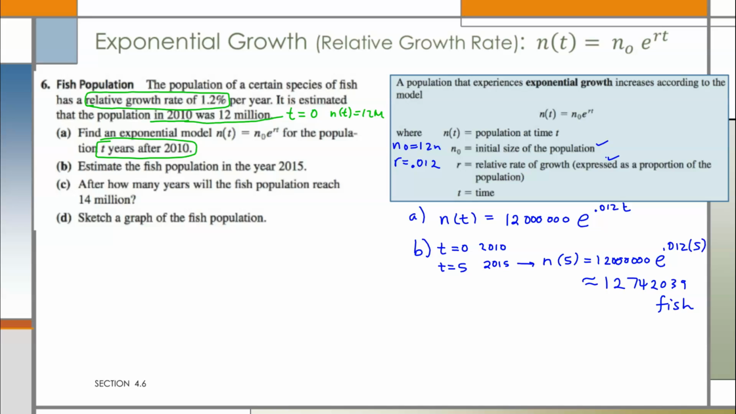After how many years will the population reach 14 million? And then we're going to sketch a graph. Okay, so let's look at when will the population be 14 million? After how many years, we're solving for t. So we have 12 million e to the 0.012 t. We'll divide over that 12. And we could go ahead and reduce further, but I'm just going to leave it like that for now.